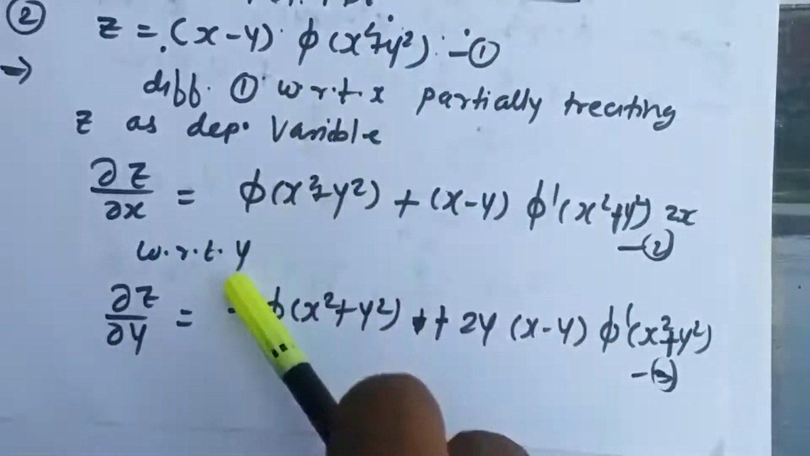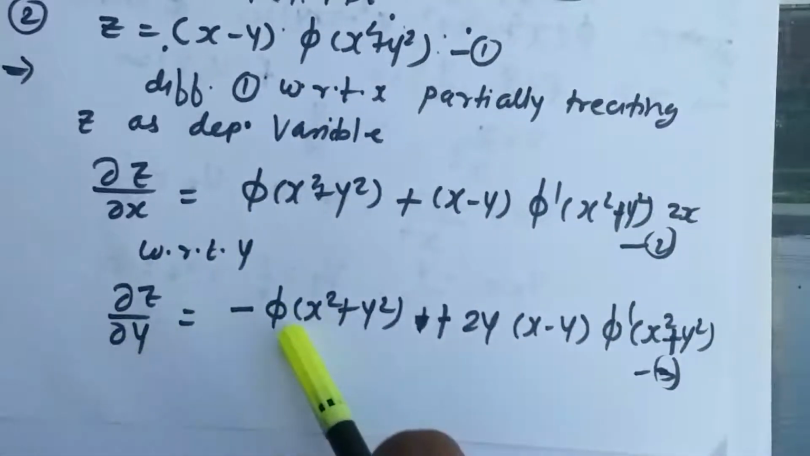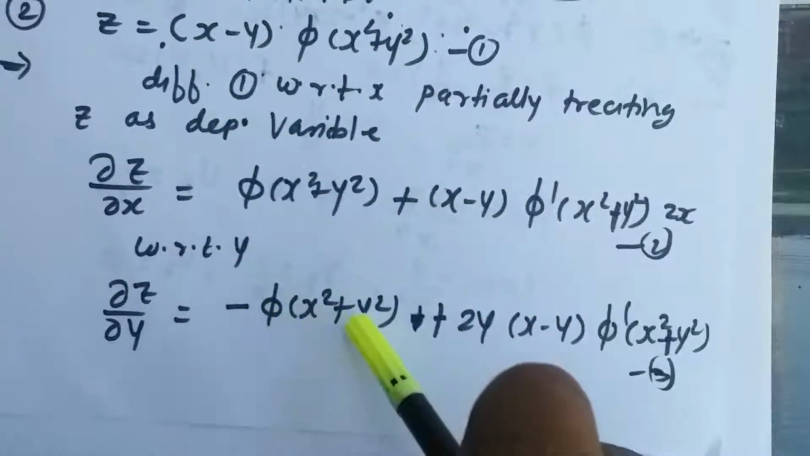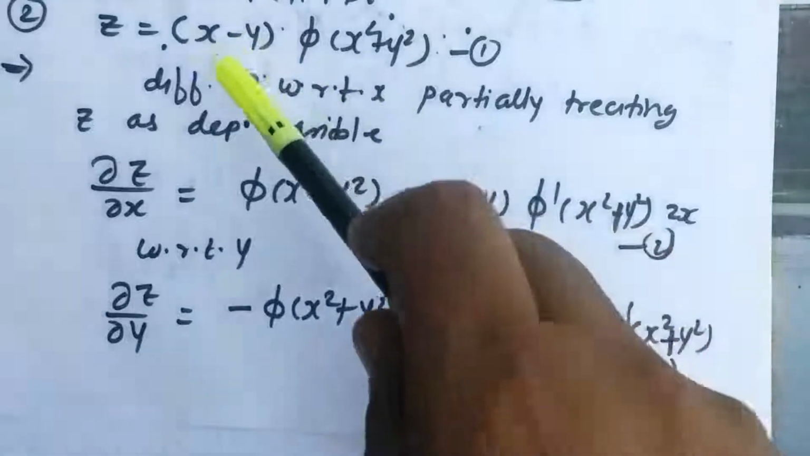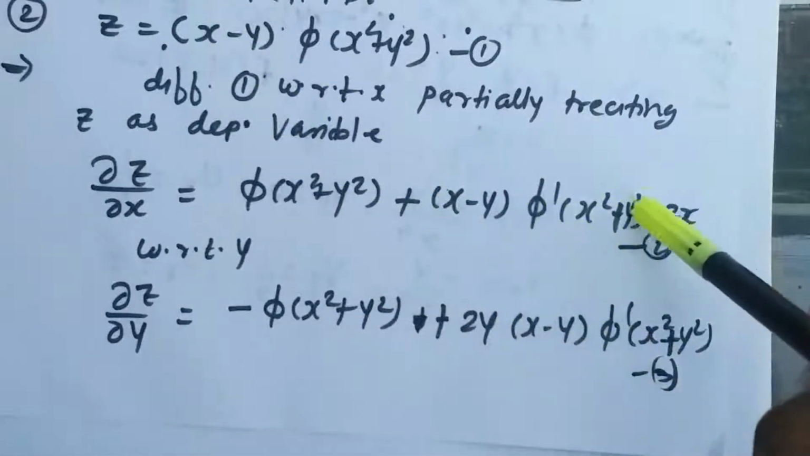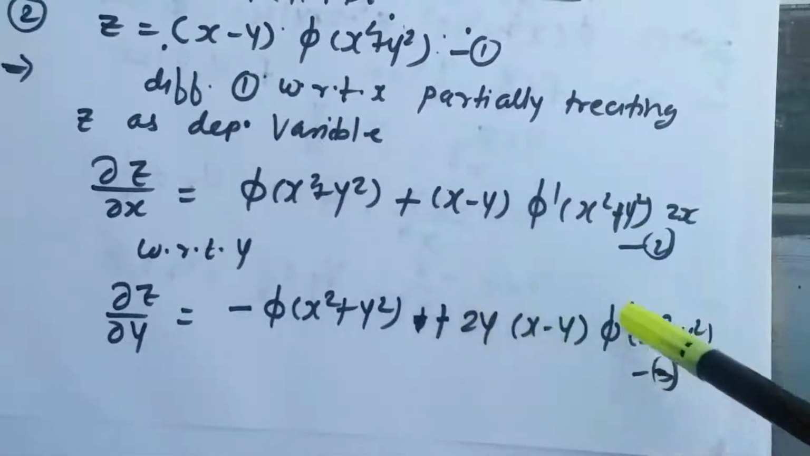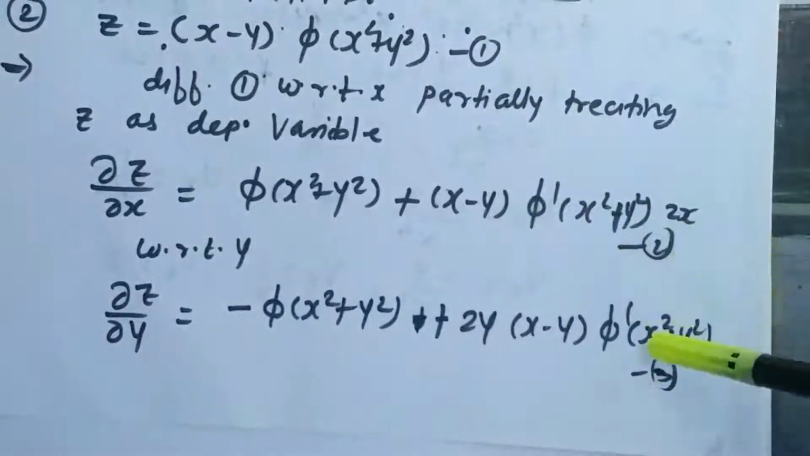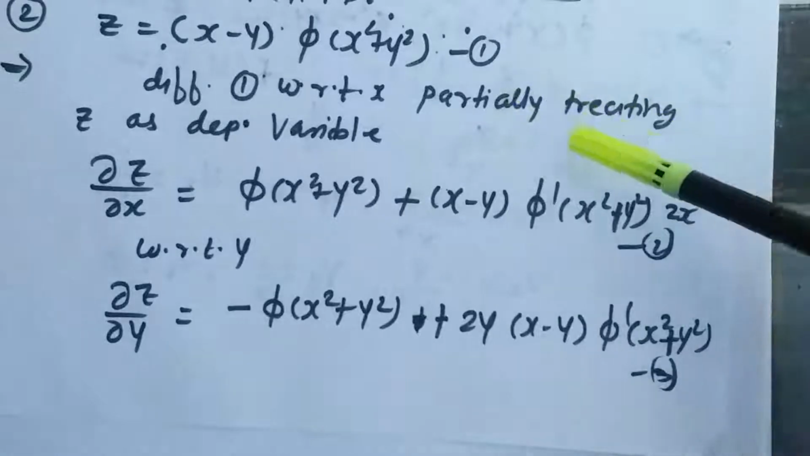Now in a similar way, if you differentiate with respect to y, we'll get this equation. The derivative of minus y is minus 1, so minus 1 into phi of (x square plus y square), plus x minus y as it is. Again, the derivative of x square plus y square with respect to y will be 2y into phi dash of (x square plus y square), the derivative of phi. So these two equations we get after differentiating with respect to x and y.